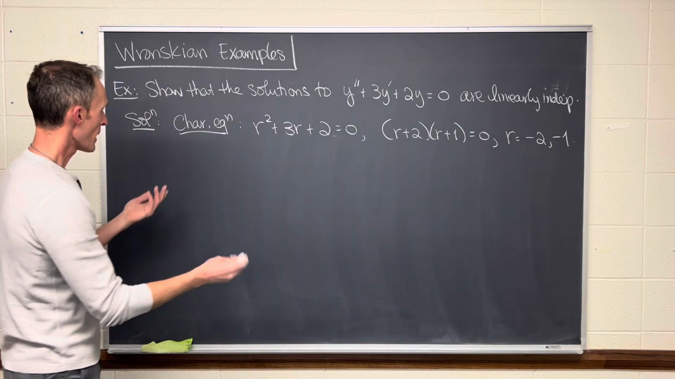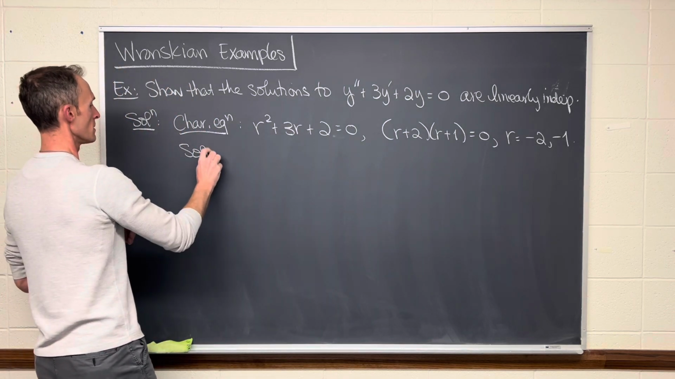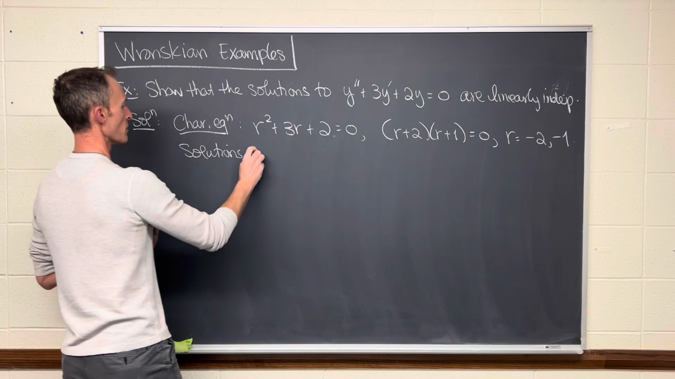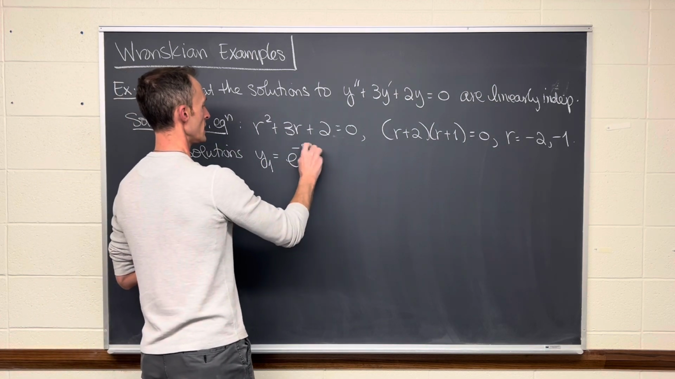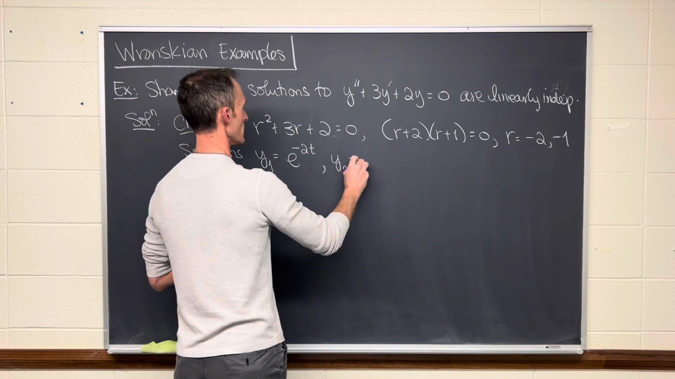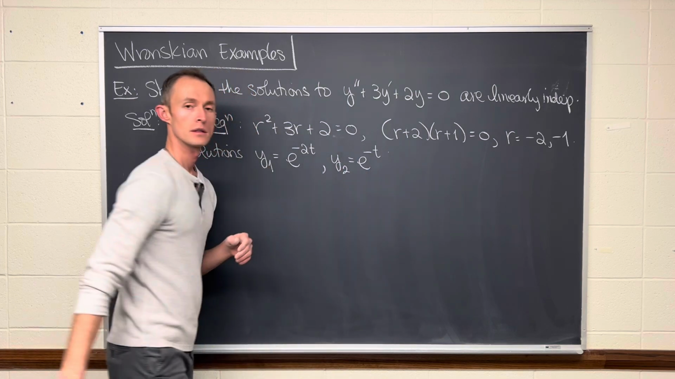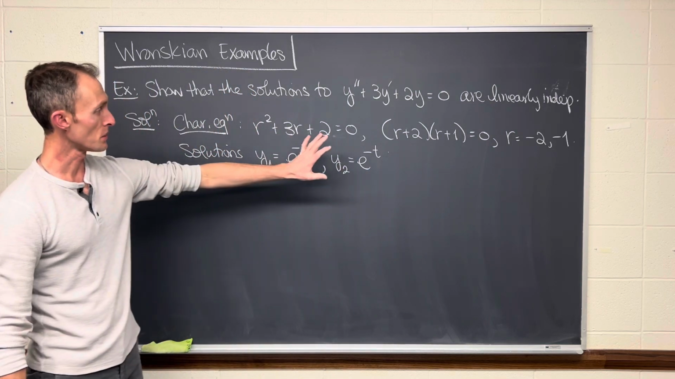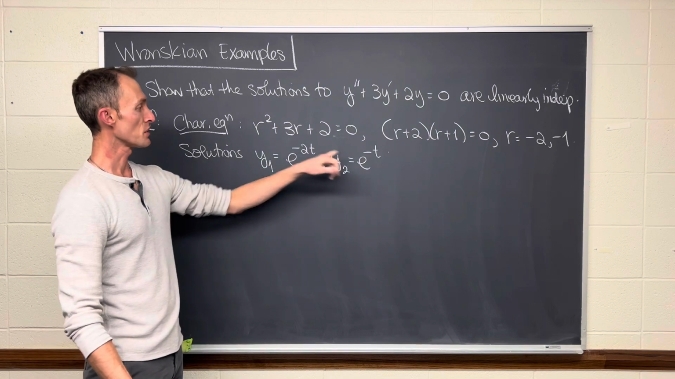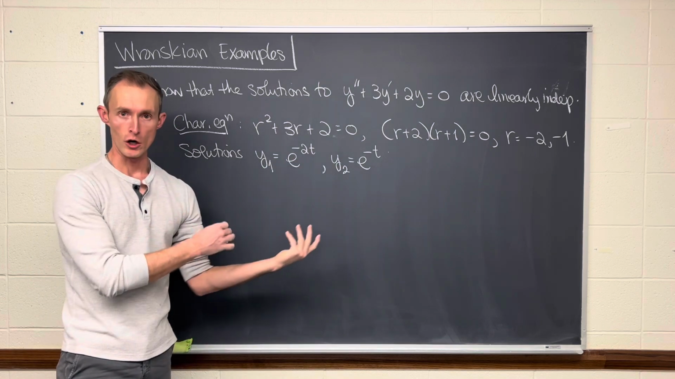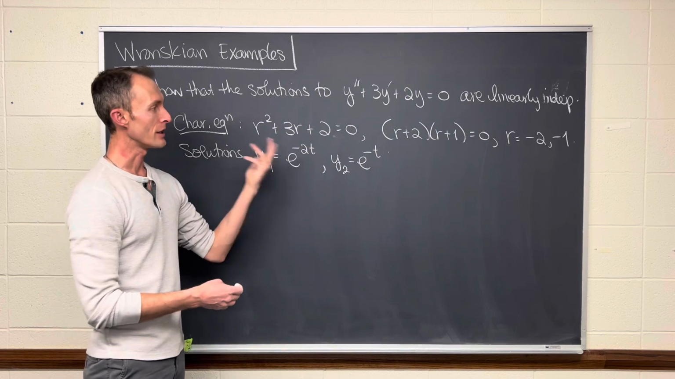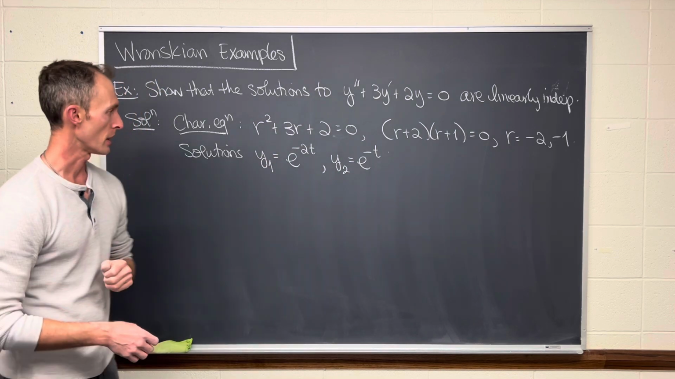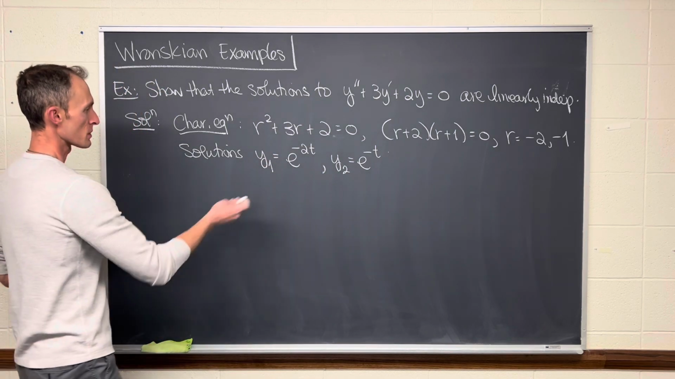All right, so that means that my solutions are given by y1 equals e to the minus 2t and y2 equals e to the minus t. All right, so those are my two solutions. Now, if these two solutions are linearly independent, they are, we're going to verify that in a second. But when we show that they are, then I know what the general solution is going to be, okay? And we'll write that down. But let's write out the Wronskian.